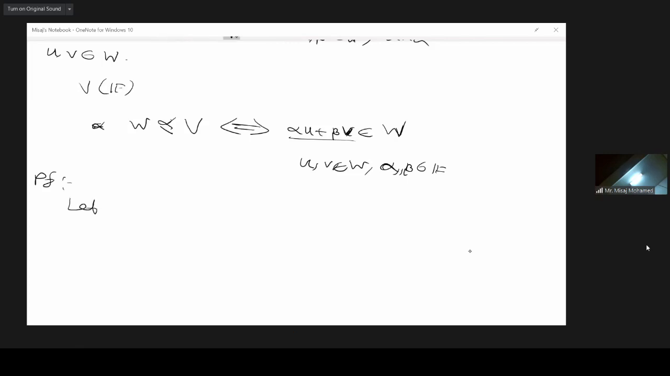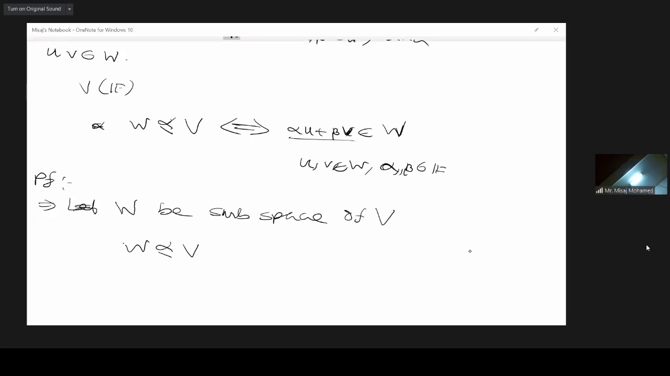Let W be a subspace of V. W කියන එක subspace. මට පෙන්වන්න ඕනේ මොකක්ද එතකොට? ඉස්සෙල්ලා forward way එක. දැන් මේ පැත්ත.